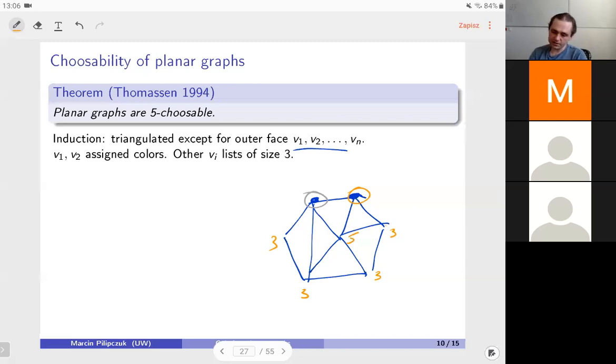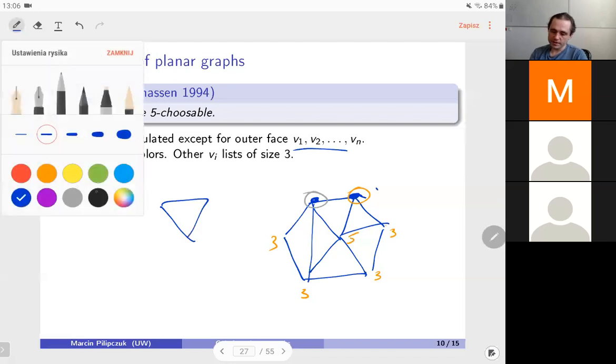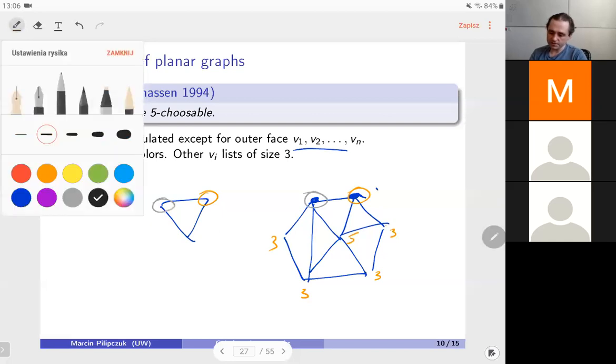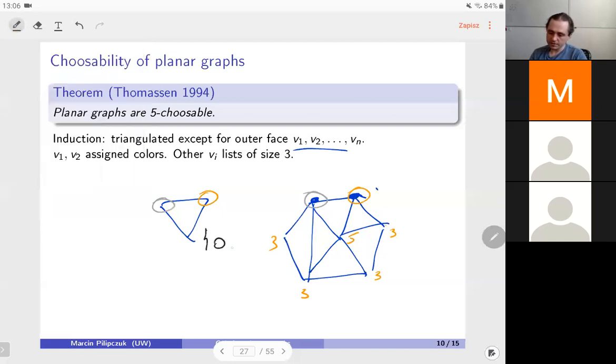Let's do the base of the induction. What's the smallest graph that looks like this? This is a triangle where this vertex has color orange, this one is gray, and this one has a list of size 3: 1, 2, 3. So one of these colors may be orange, one may be gray, but there's a third color, and we are happy. We can color the graph. So far so good. Let's do the induction hypothesis.